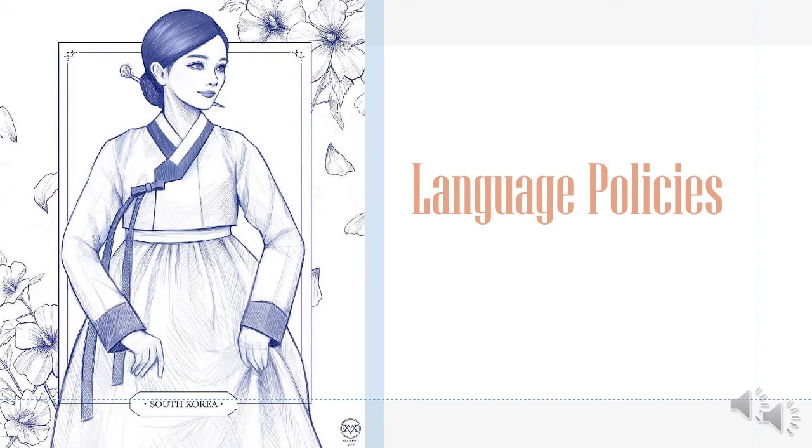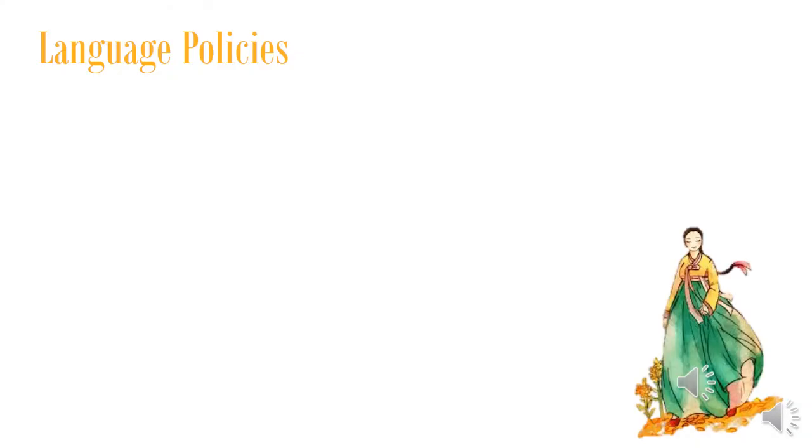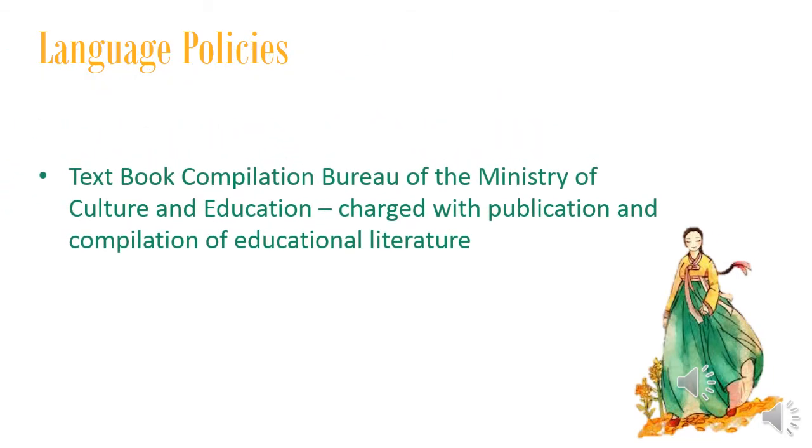Language policies. Since the start of the government until the year 1989, Korea did not have any organization or any department that is dedicated to making language policies. What they have is a textbook compilation bureau of the Ministry of Culture and Education, which is in charge of the publication and compilation of educational literature.